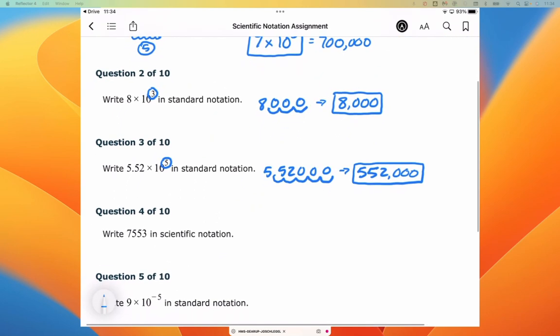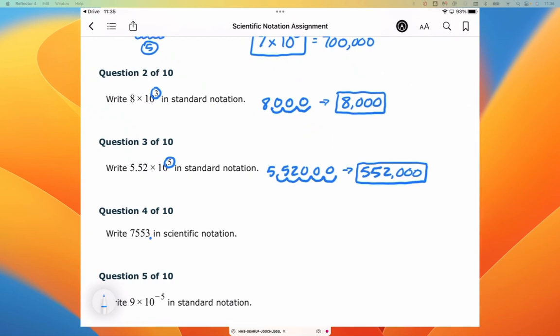And on to number 4. We're asked to write this one in scientific notation, so we can look and see that our decimal is right there. To have only one number in front of it, we need to move to the left 1, 2, 3 spots, which leaves me with 7.553 times 10 to the 3rd. We moved 3 spots, and it is a positive 3 because our original number was larger than 1.